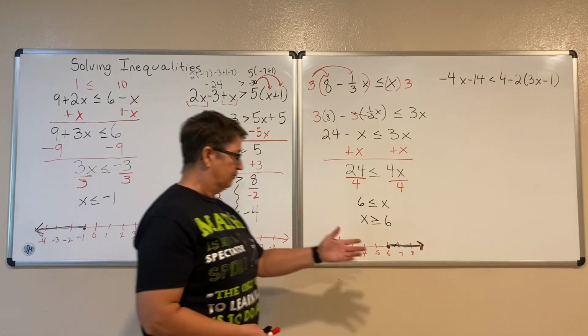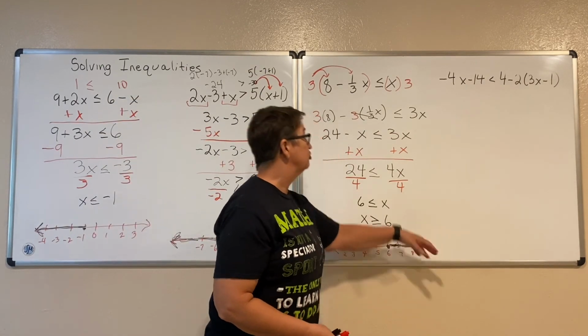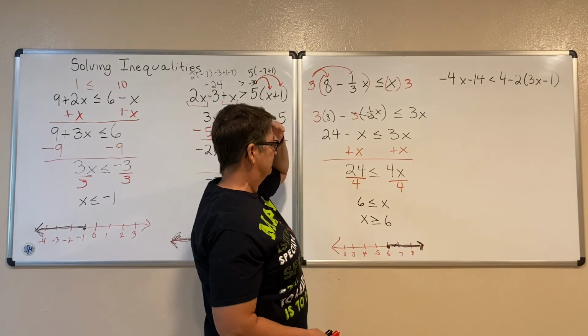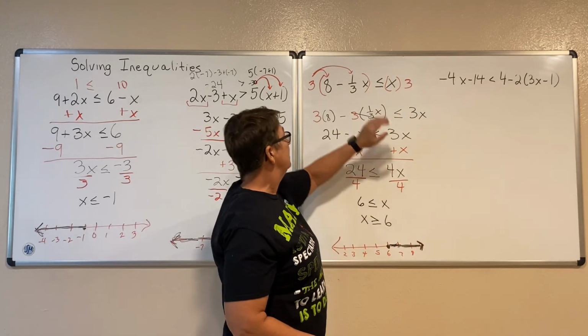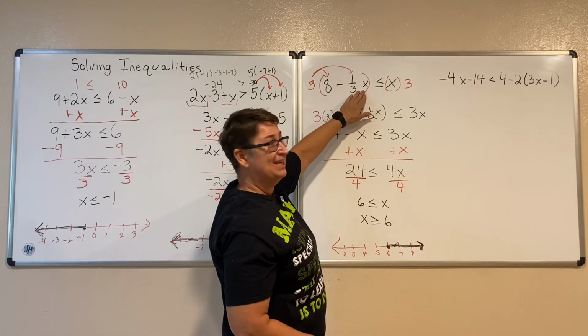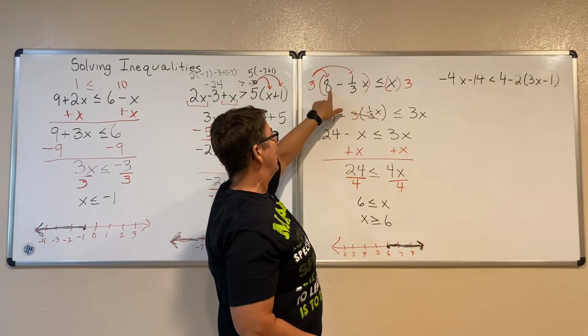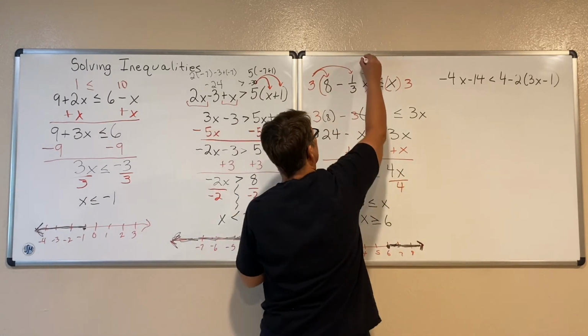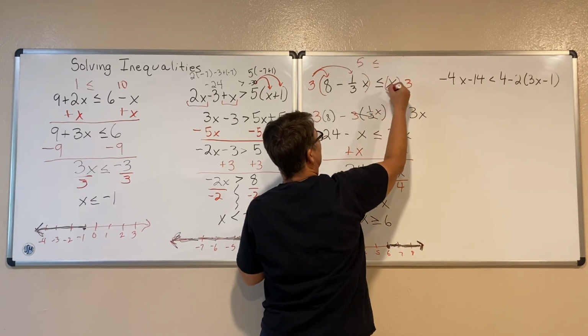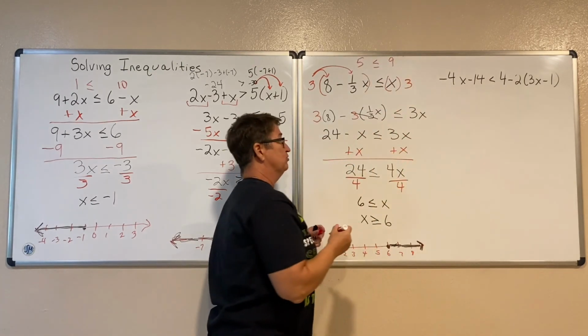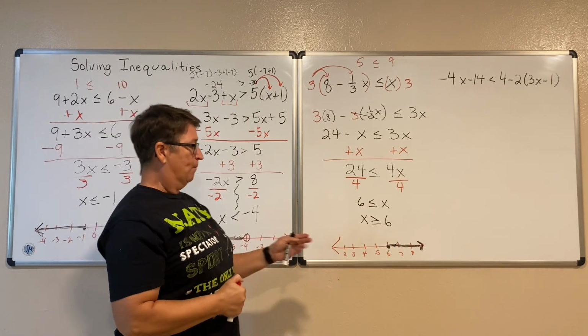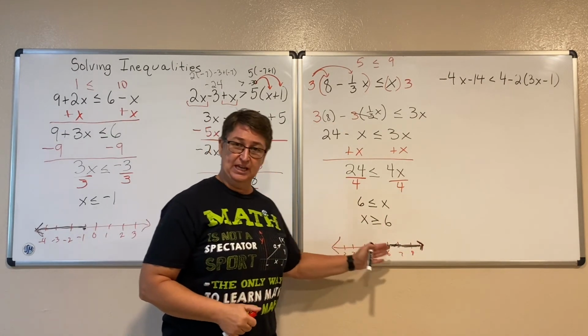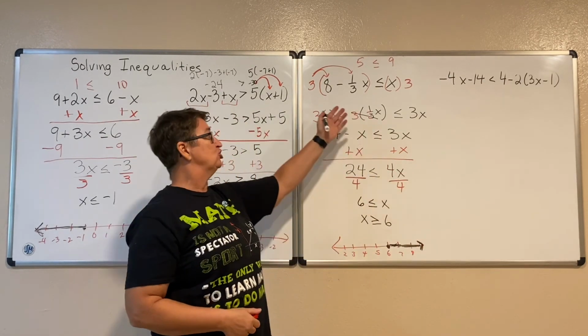Again, I can take some number that's out there that's larger than 6 to plug in for x. Let's say 9. 1/3 times 9 is 3. So 8 minus 3 would give me 5. And 5 is less than or equal to 9, which is what I used. So my solution, I could pick any of those numbers out there and they should make that work.